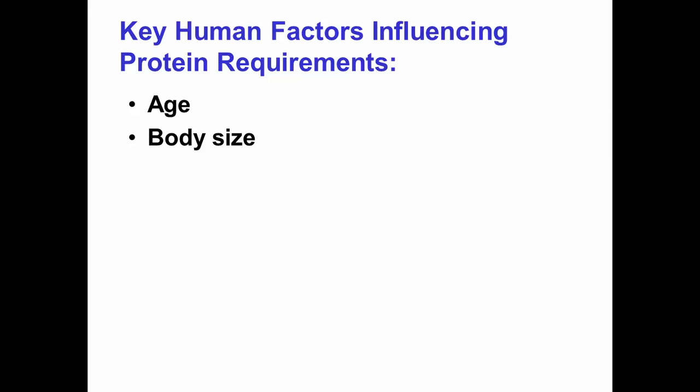Anybody? Yeah, 0.8 what? Grams per kilogram body weight, right? So in a very macro way, we don't gear it towards body composition or anything. We do the easy way because that's what we've got to work with. So we do it by body weight. So body size definitely affects requirements.